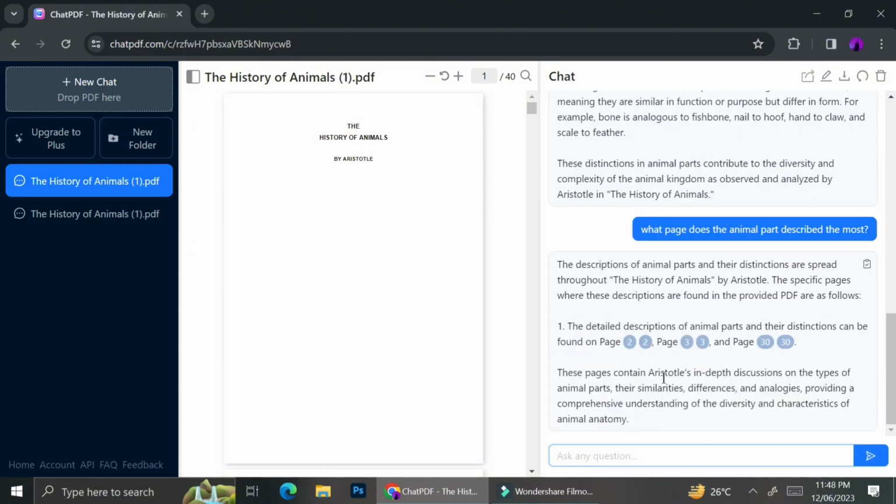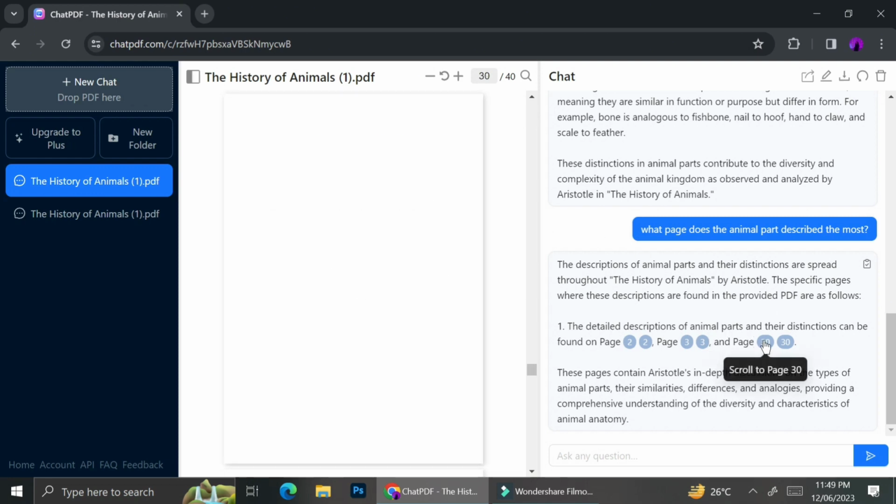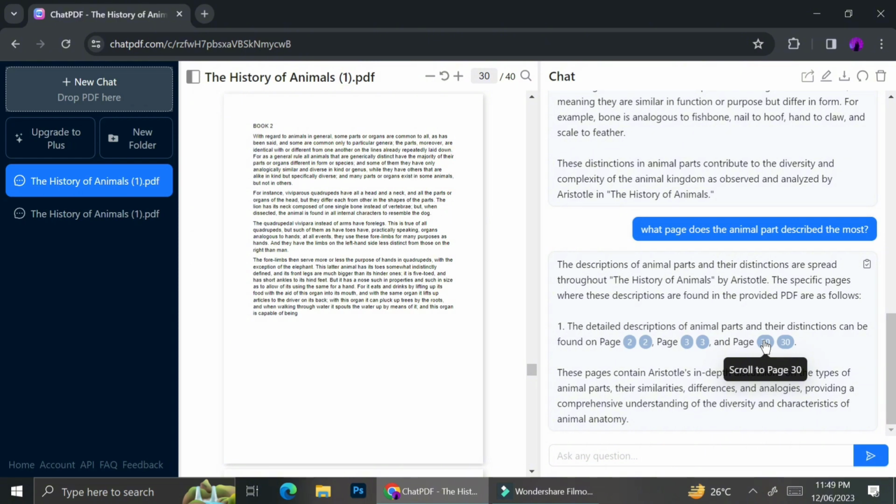As you can see, the answer I got actually has page numbers in it. If I want to see whether the answer is right or not, I can just click on those page numbers, and it's going to bring me directly to the page that's written over there. As you can see, it does have the answer I was looking for. So the summary made by this ChatPDF is practically pretty accurate.